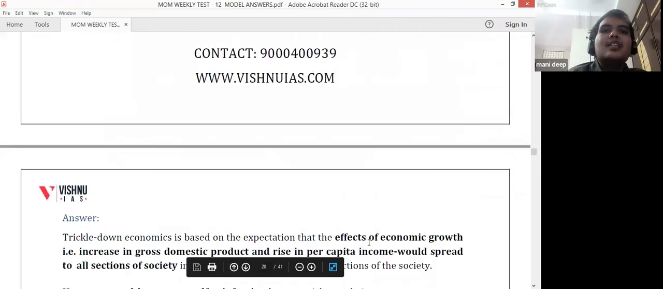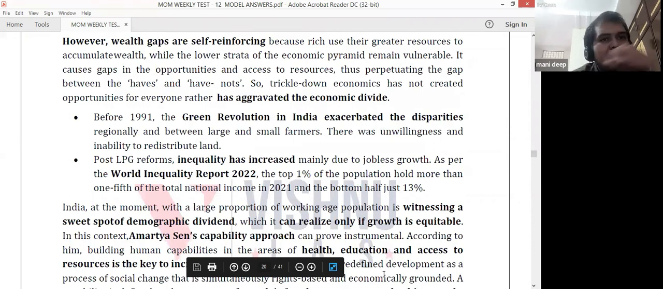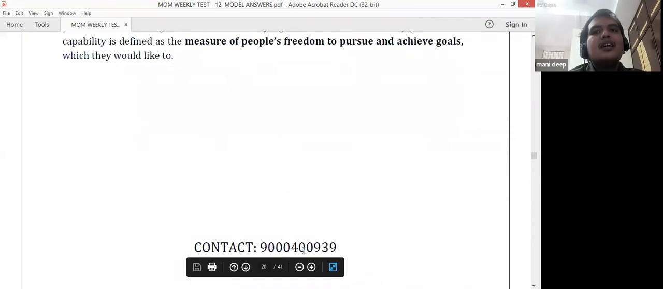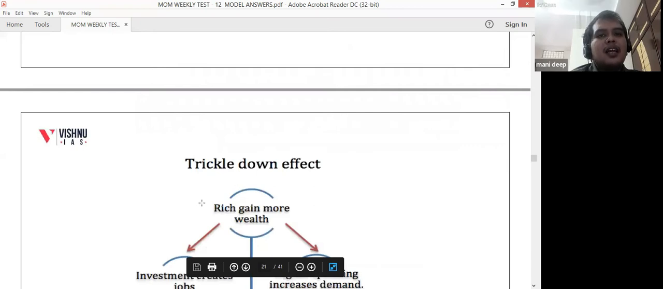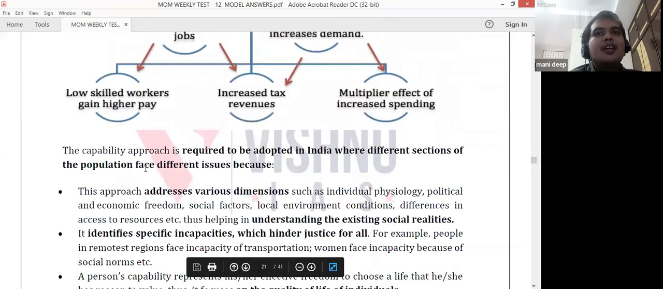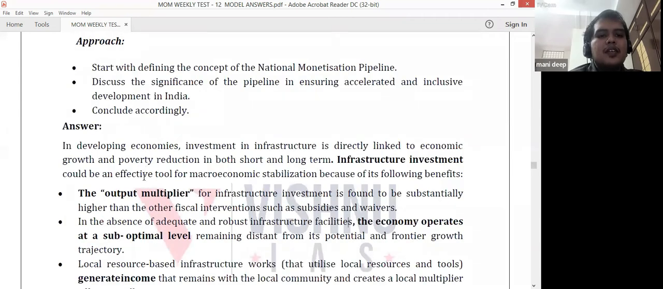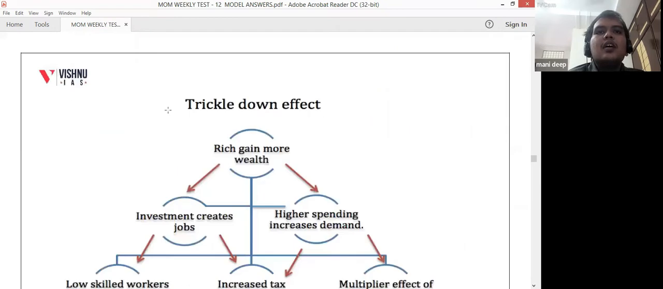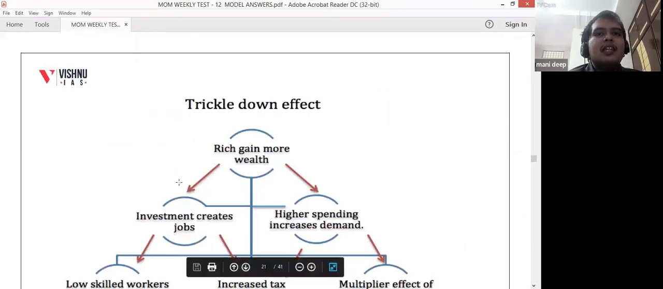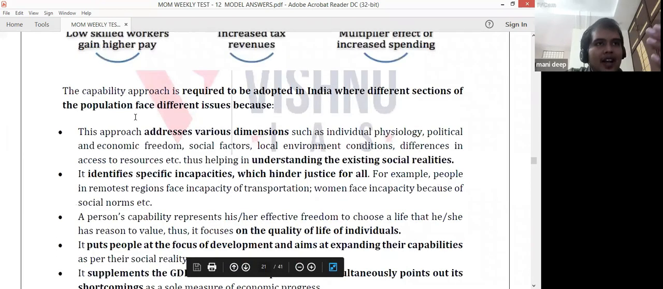So first you should write about what trickle-down economics is, and you can also draw a diagram using one triangle, which is there in the next part. This diagram we should draw. So the rich will accumulate wealth, then they invest in creating jobs, then there will be huge demand. So the entire income will be trickled down.